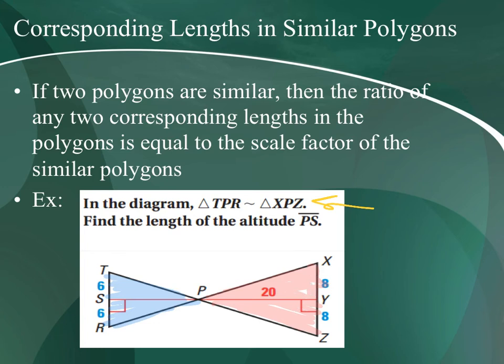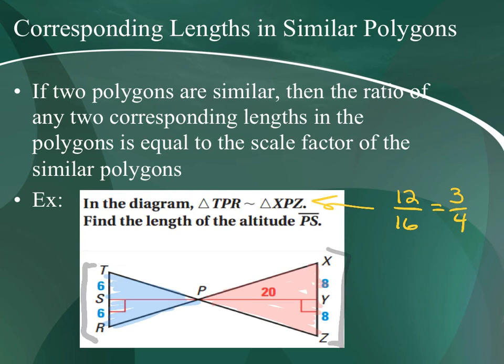So if you're ever asked to find missing side lengths, you can find the scale factor and then set up a proportion. So notice I could take side TR and match it with XZ. TR is 6 plus 6, and that's going to be 12. And I would match that with XZ, which is 16. And then I can simplify that to 3 to 4.